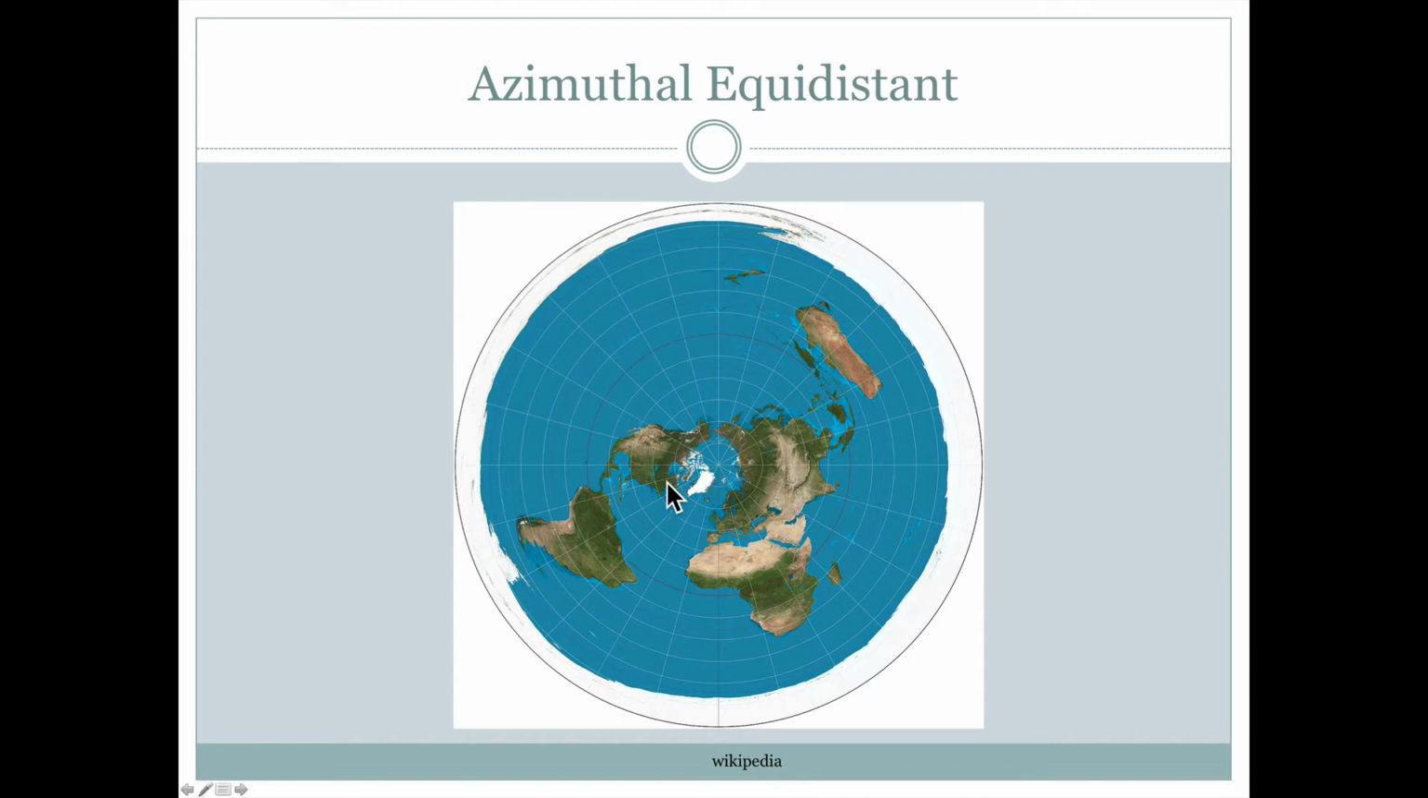But we can't measure, for example, the distance from New York to Paris. That would be an incorrect distance. It's only good for distances where we start at the North Pole.